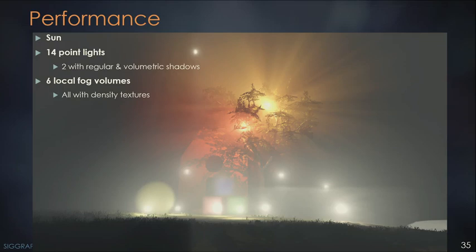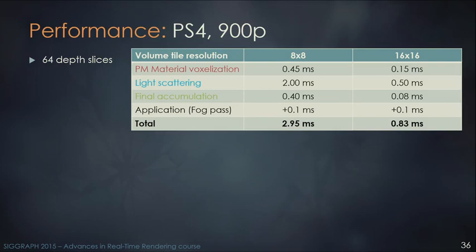Okay, let's talk performance a bit. So I'm going to give the performance for this scene with the sunlight. There are 14 point lights, two of them with regular and volumetric shadows, and 6 local fog volumes with density textures. And this is the result on PS4 at 900p with 64 depth slices. You can see that the most expensive, of course, is the light scattering evaluation because of the local lights. So for 8x8 pixel volumetric tiles, you get sub 3 milliseconds for that scene. But if you go for 16x16, you get like sub 0.9 millisecond.